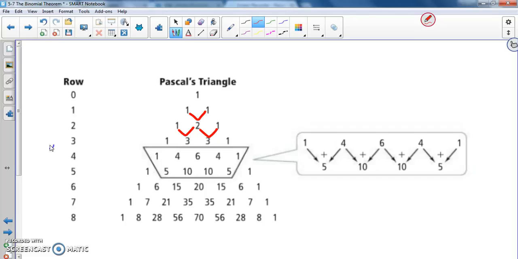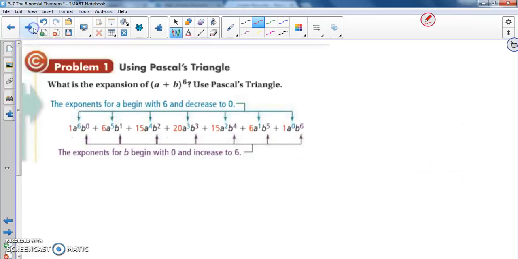Once again, start with 1. 1 plus 3 equals 4. 3 plus 3 equals 6. 3 plus 1 equals 4. End with 1. And so on. So that's how you get the following row. We can use these in order to expand our binomial. So using Pascal's triangle, what is the expansion of (a + b) to the 6th power?